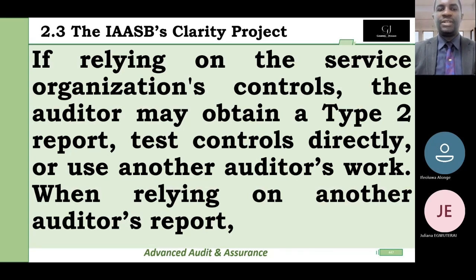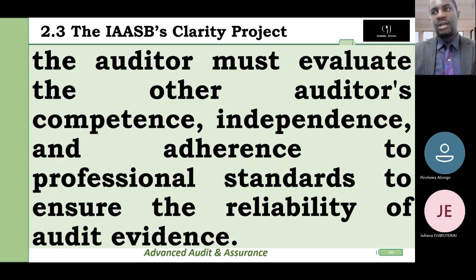The primary auditor may need a secondary auditor, and that secondary auditor provides a type 2 report that tests controls directly and also uses the auditor's work. This is very important. The primary auditor must evaluate the secondary auditor's competence, his independence and adherence to professional standards to ensure the reliability of audit evidence.